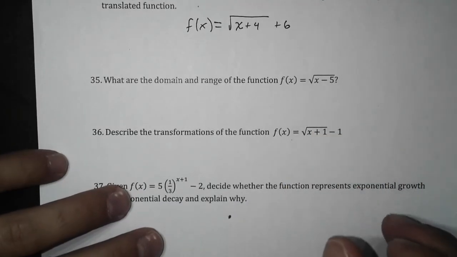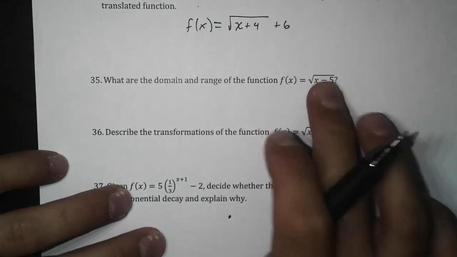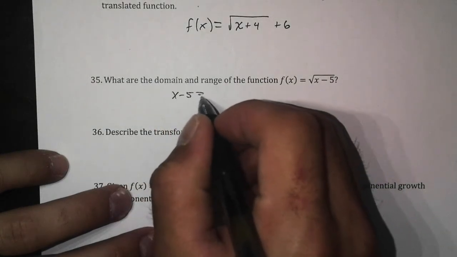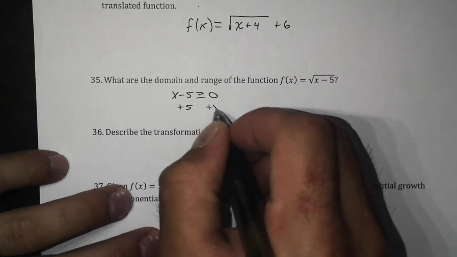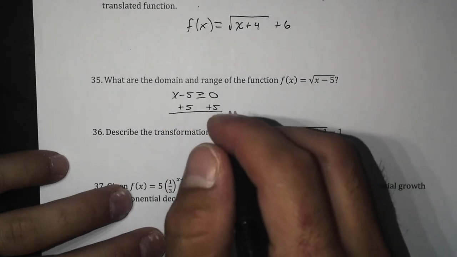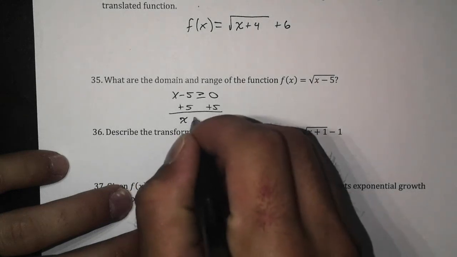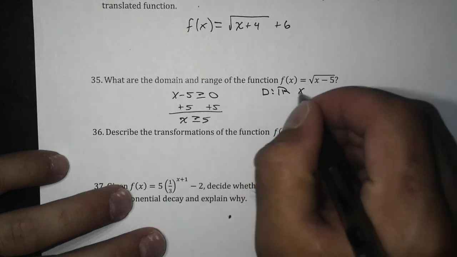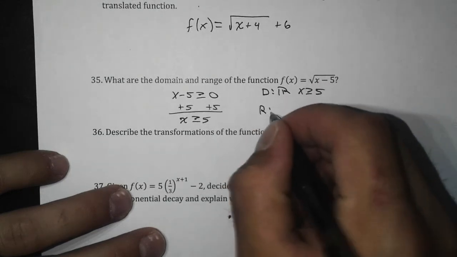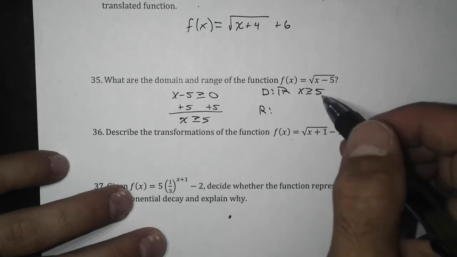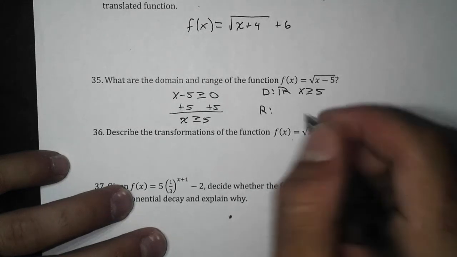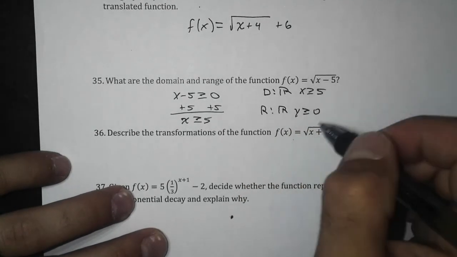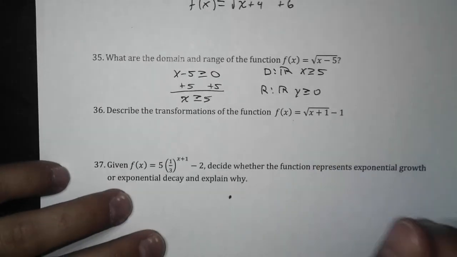Domain and range of this function: we cannot have a negative under the radical. We talked about this before. So we can't have a negative under here, so I say x minus 5 must be greater than or equal to 0. Add 5 to both. X is going to be greater than or equal to 5. So my domain is x greater than or equal to 5. My range, since a is positive, this function is going to be above 0. So y is greater than or equal to 0. If a was negative, this would be less than or equal to.